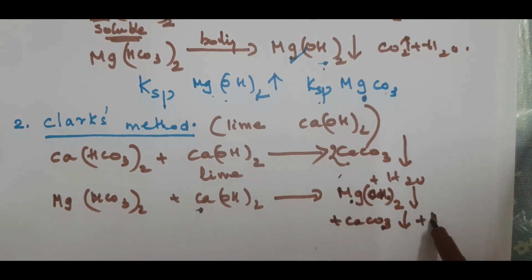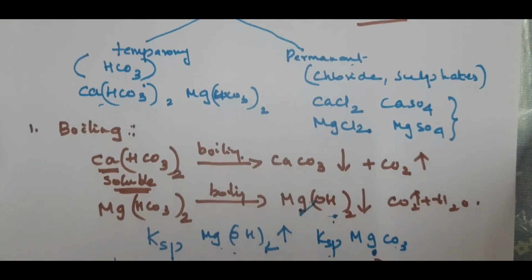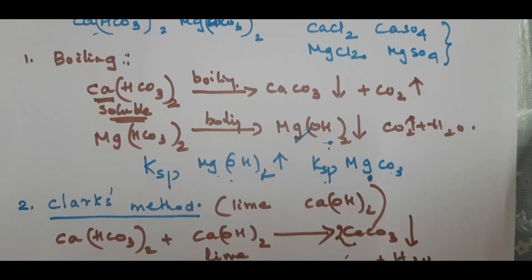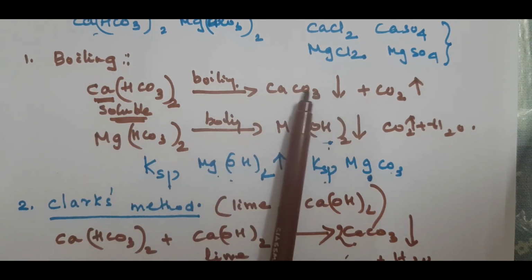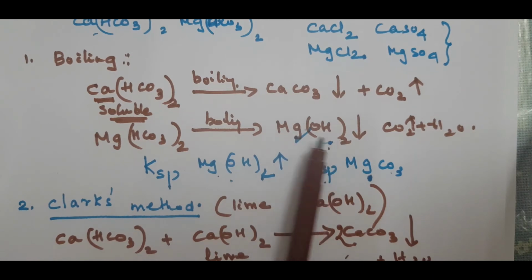So please remember that equation. Both will precipitate out. Both the carbonate as well as the hydroxide can be precipitated and filtered off, and the hardness can be removed. So these are the two methods by which you can remove the temporary hardness of water. One is by boiling, isn't it? And it will precipitate out this calcium and magnesium hydroxide. You can filter it out and use it as soft water.